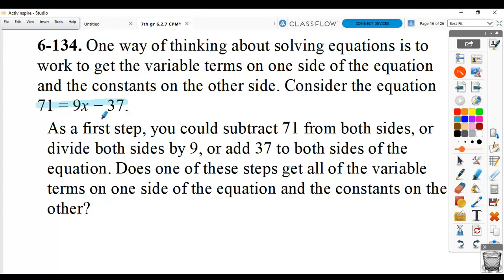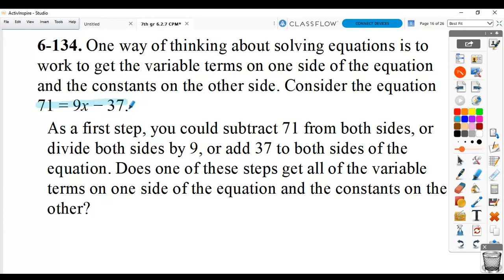So mathematically, as a first step, you could subtract 71 from both sides, or you could divide both sides by 9, which means every term would have to be divided by 9, or you could add 37 to both sides. So what they want to know is, does one of those steps get all the variable terms on one side of the equation and the constants on the other? And of course, the answer is yes.